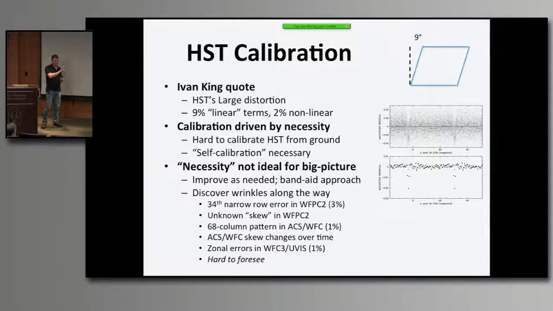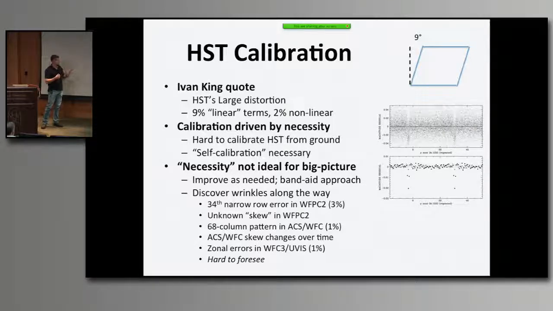From the ground, you often have to take an image here and another image with north always up, which is nice for combination and things, but it makes it hard to see some kinds of the distortion. But with HST, you take observations at multiple orientations, multiple dither pointings. That allows you a lot of data to do a super high precision solution.